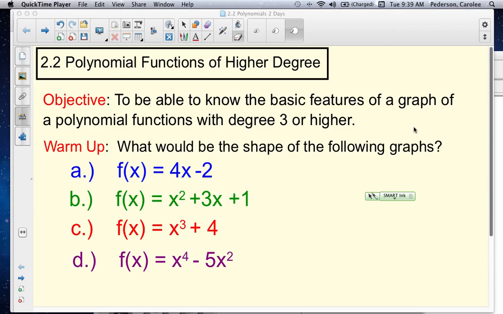Think about what would be the shape of these 4 functions. What would be the shape of the graph? No need to write it down. Just look at the blue, the green, the red, and the purple, and see if you can think of what would be the degree or the shape of those graphs.